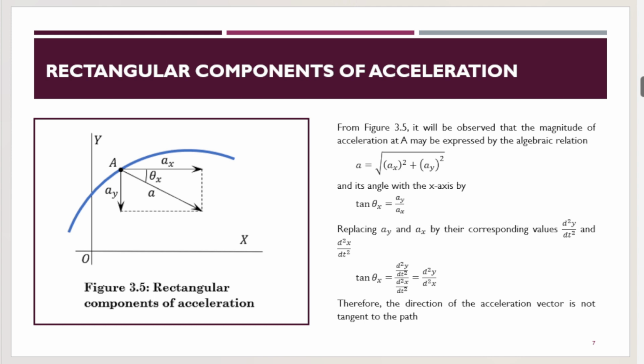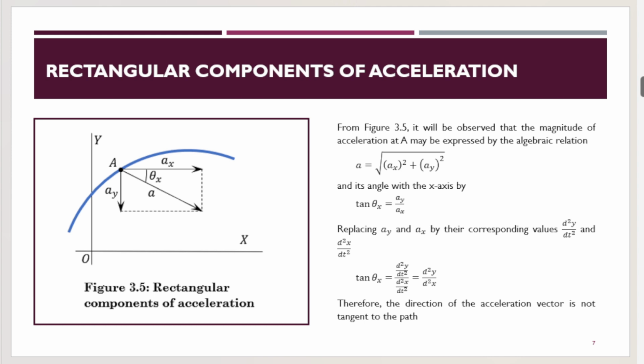We could also replace a sub y and a sub x with d squared y over dt squared and d squared x over dt squared, because acceleration is the second derivative of displacement. Therefore, tangent theta x is d squared y over d squared x. Therefore, the direction of the acceleration vector is not tangent to the path.